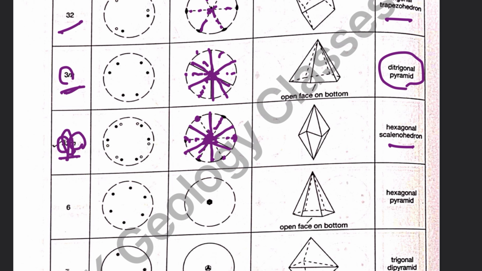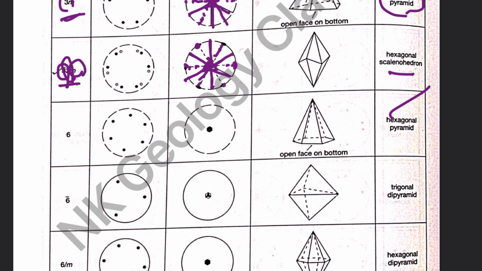In 6, it has only 6 faces on the top. It is hexagonal pyramidal class. So these 6 have been shown, no horizontal plane of symmetry, that's why it is dotted. 6 bar, it is 3/m. Horizontal plane of symmetry is there, so that's why it is solid. And 3 faces on the top, 3 faces on the bottom. That's why it should be, because 3 faces they occur one below the other, that's why it will be 3/m. So trigonal dipyramidal class.